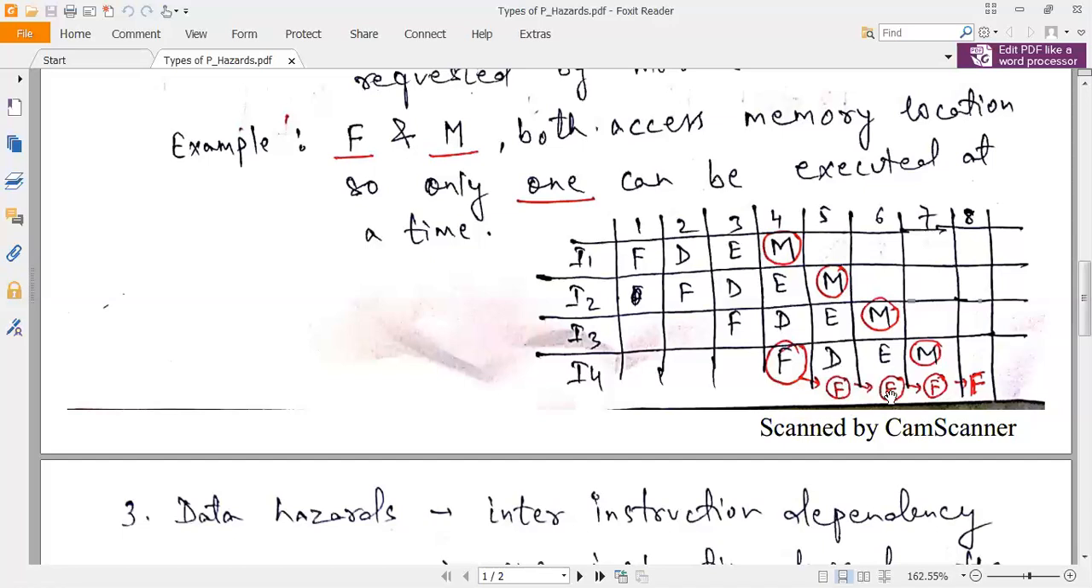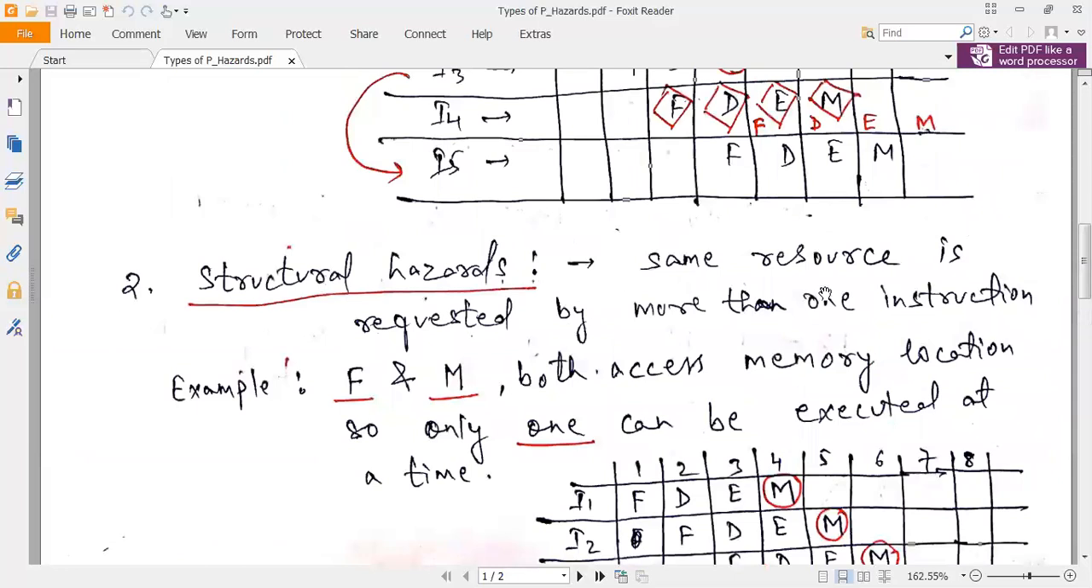This is again passed to this. Again, here it is delayed. This is passed to this. Again, M and F are not allowed. So this fetching is now starting from clock cycle 8. Why? Because of resource hazard.